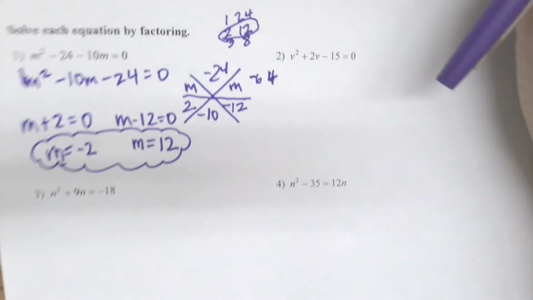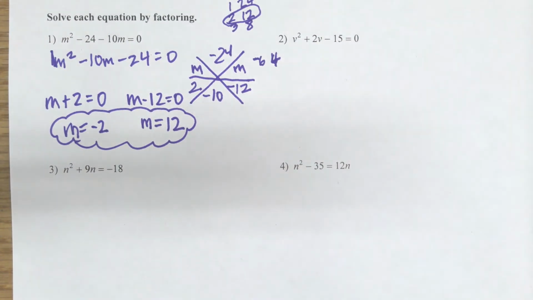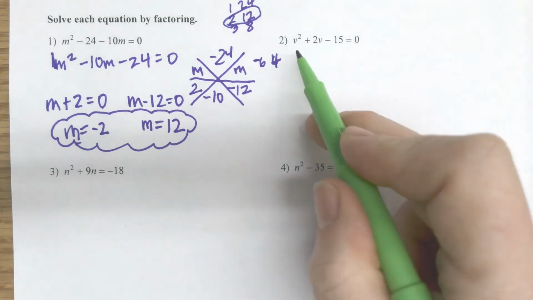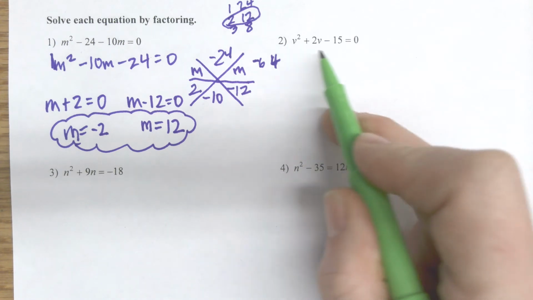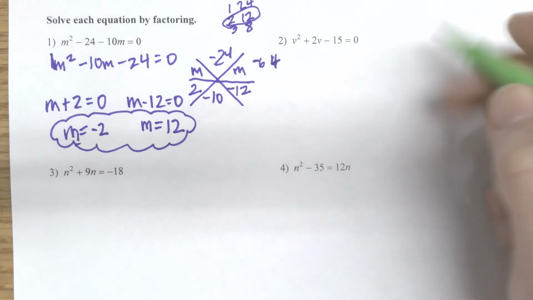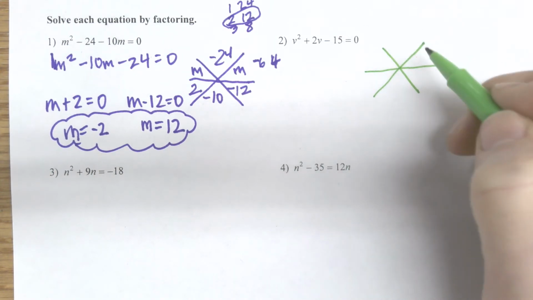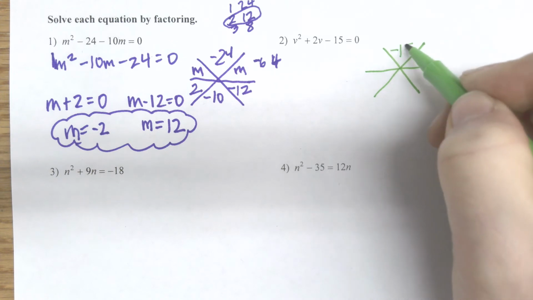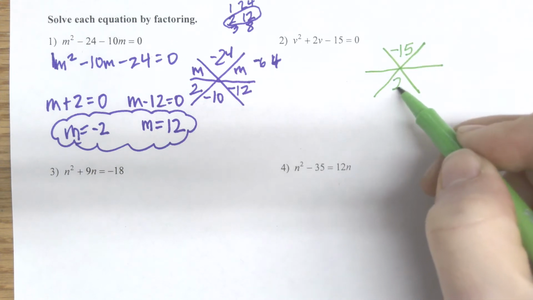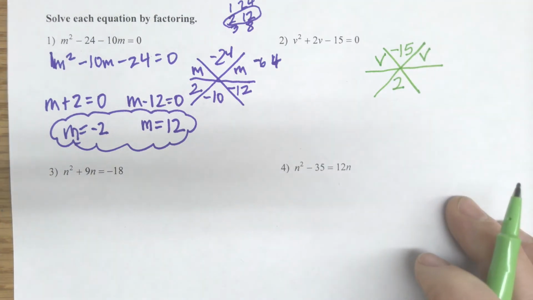So we'll go through that process on problem number 2. Problem number 2 is in perfectly good order. That's the way it needs to be. It needs to have everything on one side and in descending order. Second power, first power, no power. And then once we have that set up, again, you can do your snowflake. So this is negative 15 on the top, positive 2 on the bottom, 1v and 1v, I can just write as v.